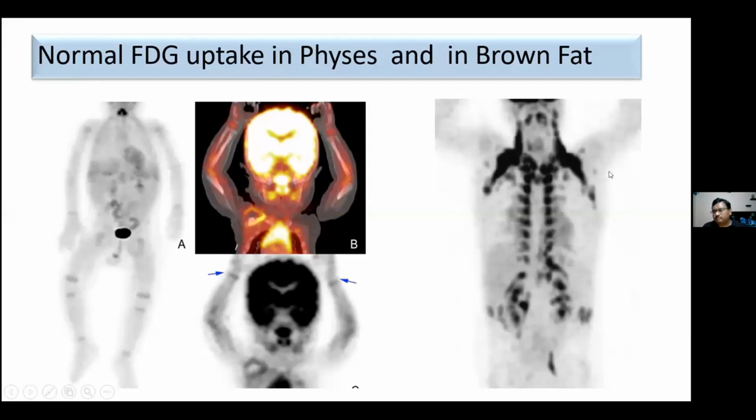This is brown fat. How do we make it out? When we look at the CT, there is nothing. On the CT, it is just fat. And when we look at the PET, there is high uptake. So that is brown fat.